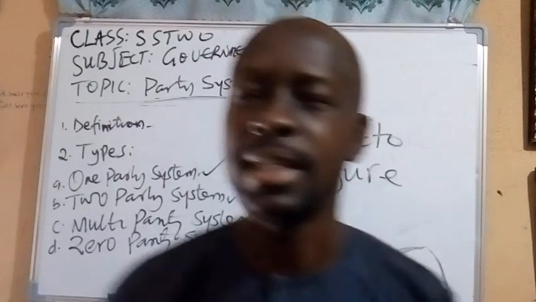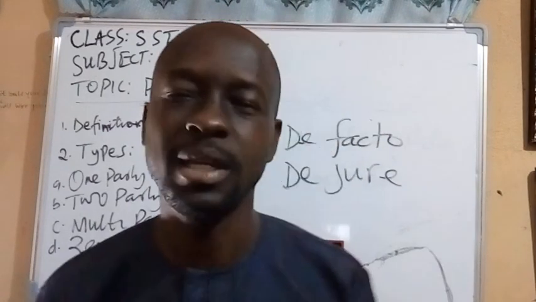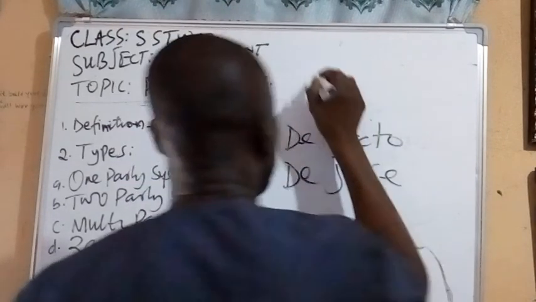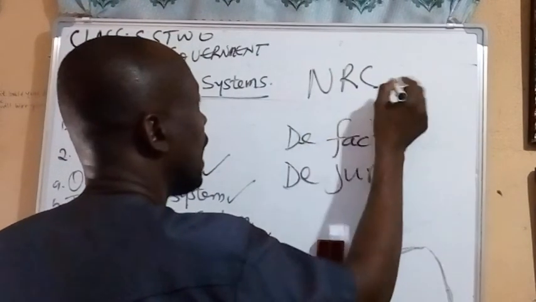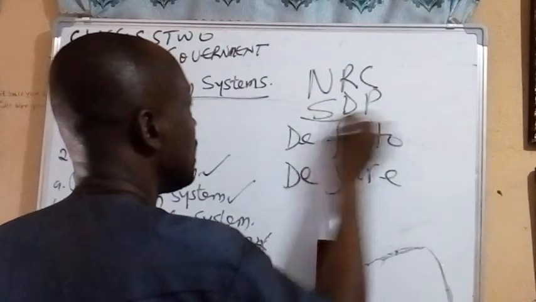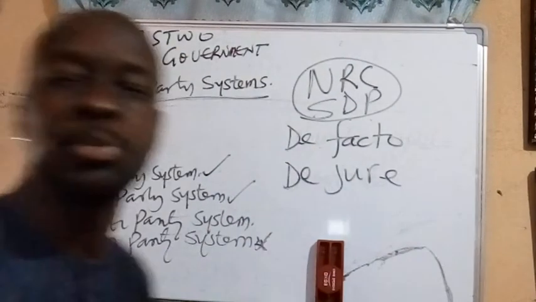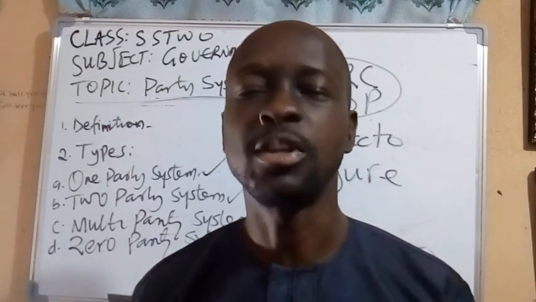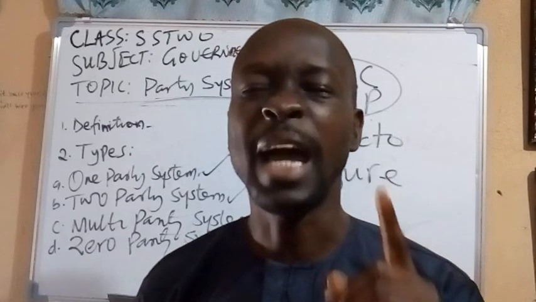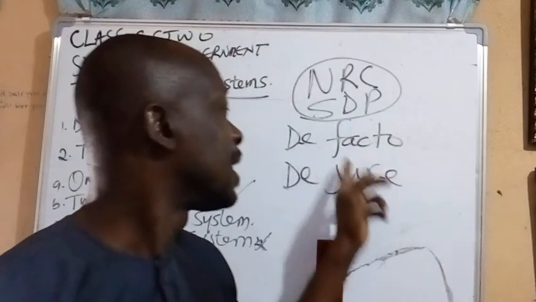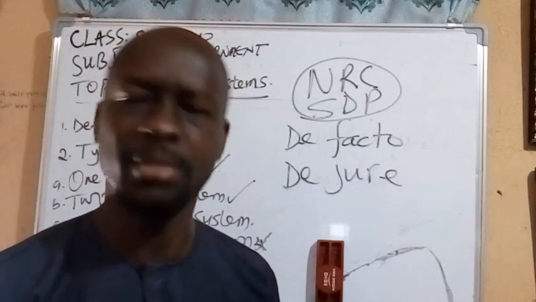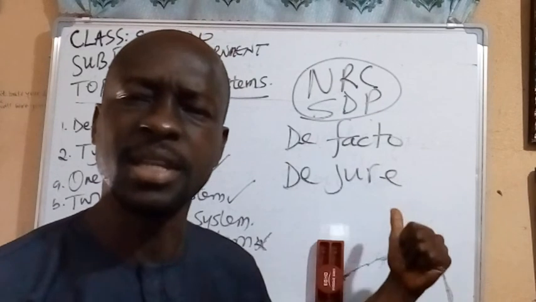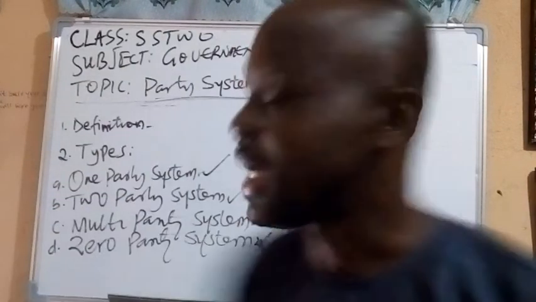In Nigeria, in the Third Republic, the failed Third Republic, we had a de jure two-party system, where we had the National Republican Convention and the Social Democratic Party, legislated by the government. So these two parties dominated the political landscape and contested all the elections because government had prohibited the formation of another party. So these are the de facto and the de jure two-party system. Just like the way I explained the one-party system, it also applies to the two-party system in this case.